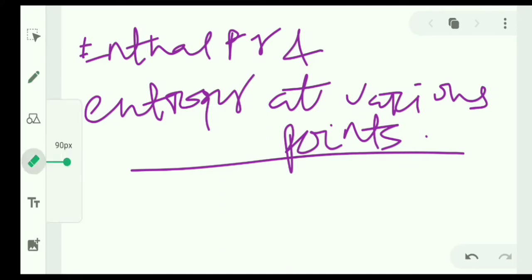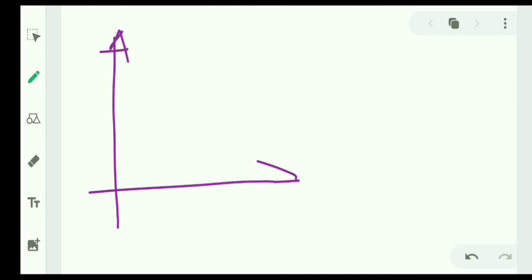So for calculating enthalpy and entropy, let us take the TS diagram. Basically, in any refrigeration system, we'll be using the TS diagram, and for that reason, we're taking the TS diagram here. Temperature is taken on the y-axis, and entropy is taken on the x-axis. For a refrigeration system, there will be a two-phase region available.